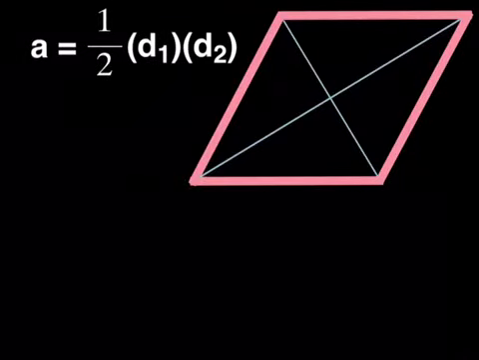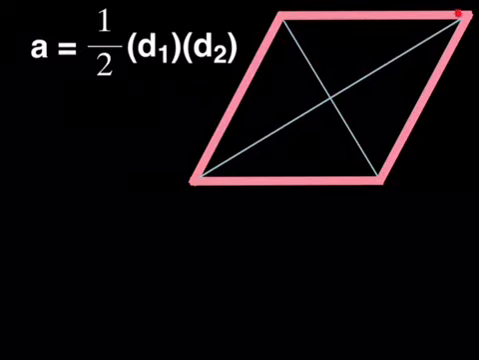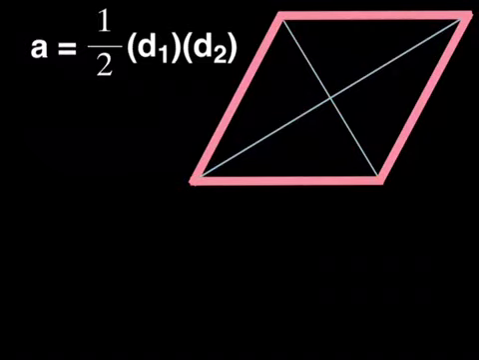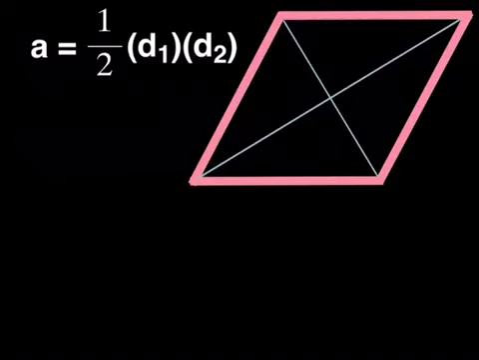The diagonals are these two lines that cut diagonally across the rhombus. So we can call this one diagonal 1, this one diagonal 2, or it doesn't really matter. We could call this one diagonal 1 and this one diagonal 2. The point is just that if we multiply whatever length this is times whatever length that is, and then multiply that by 1/2, we will get the area of the rhombus.